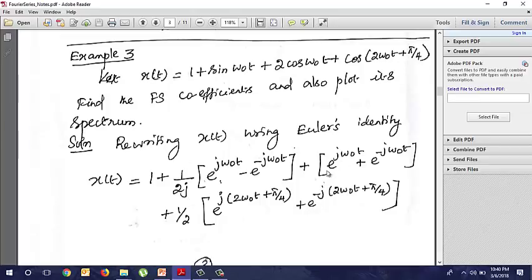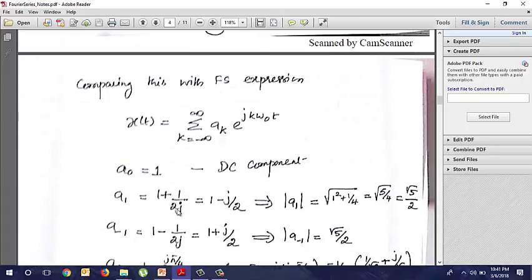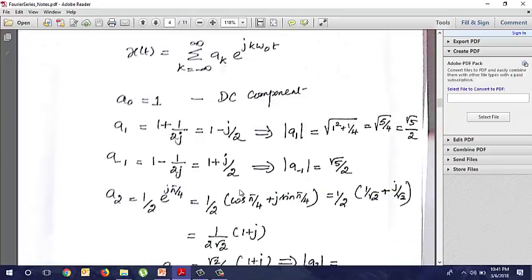Here one term is there, here one term is there, so here it is 1 time and here it is 1 by 2j time. So you are having a1 as 1 plus 1 by 2j, which is equal to 1 minus j by 2. Multiplying and dividing by j, you get 1 minus j by 2.